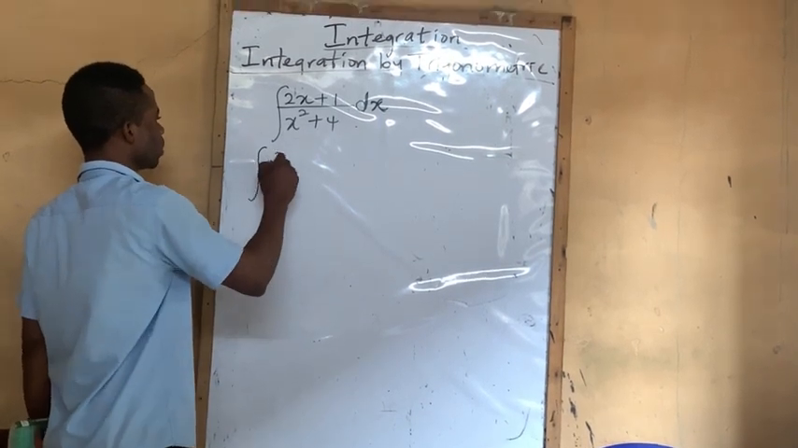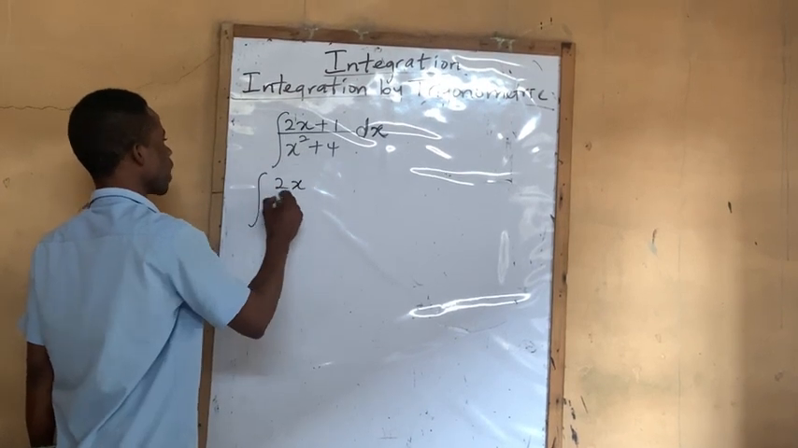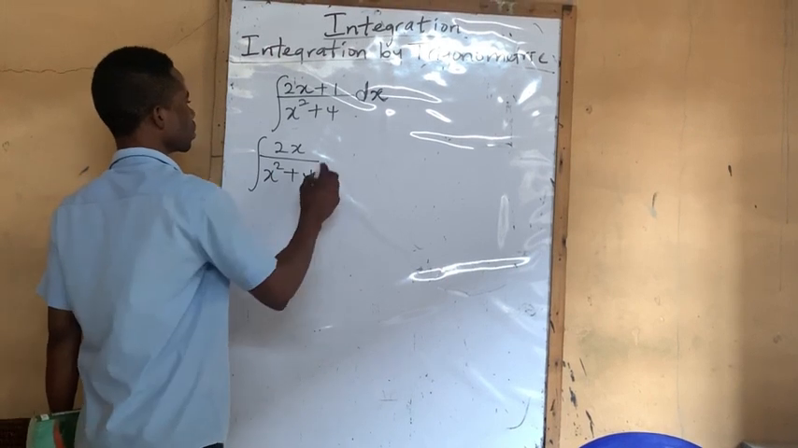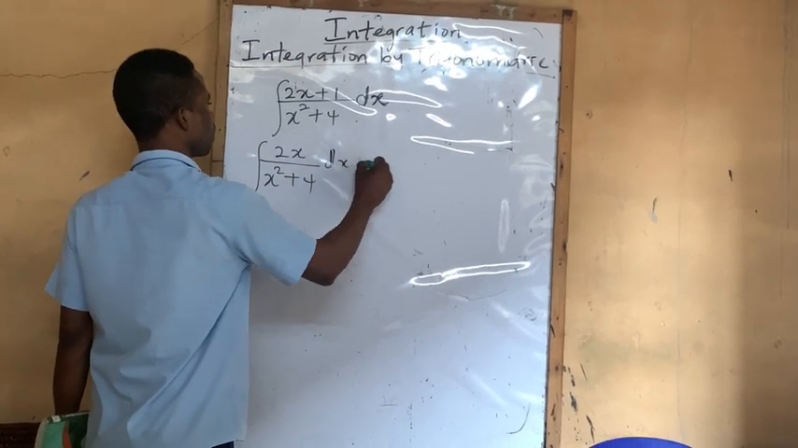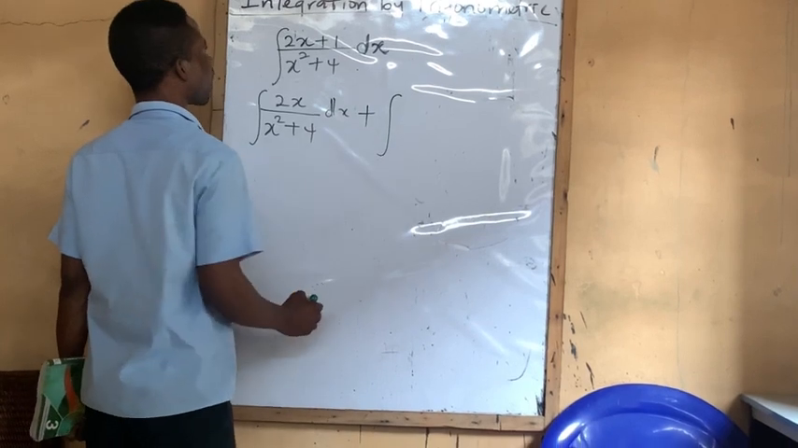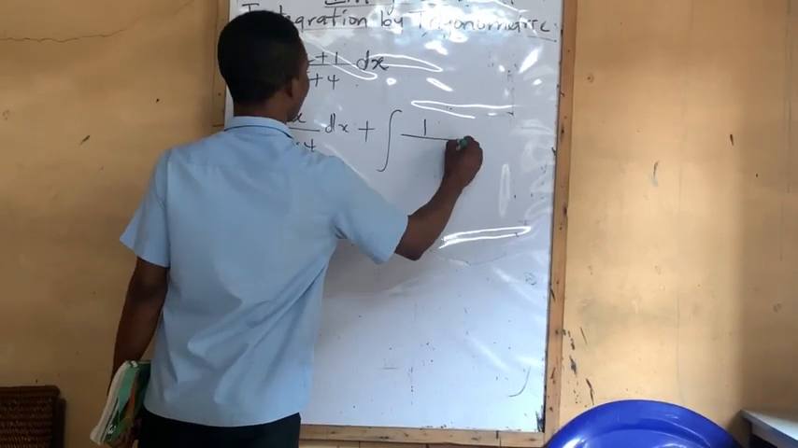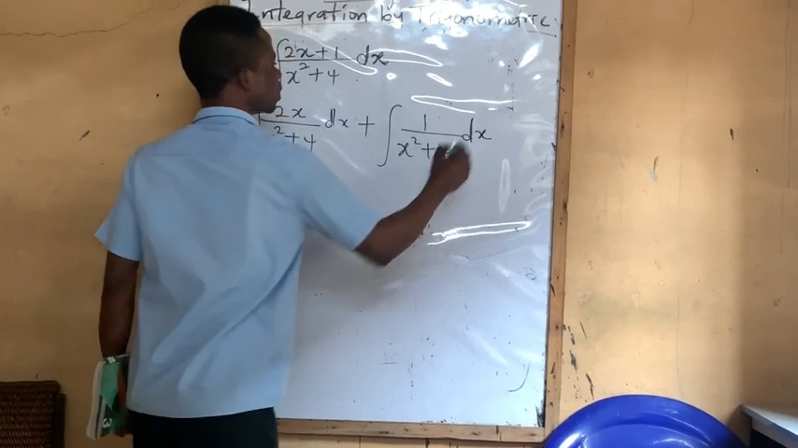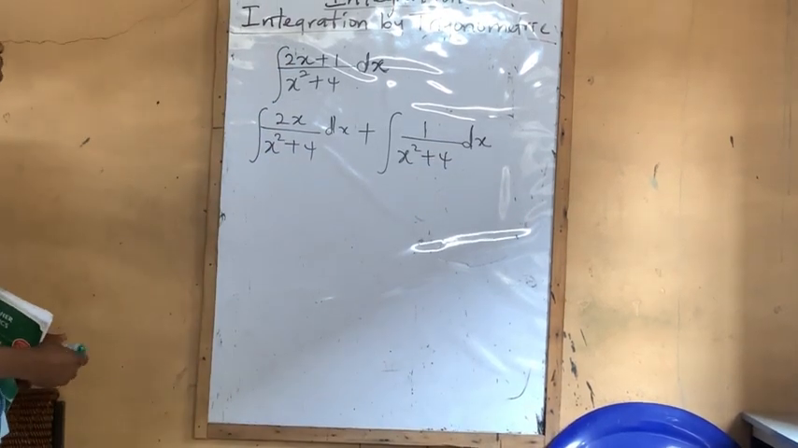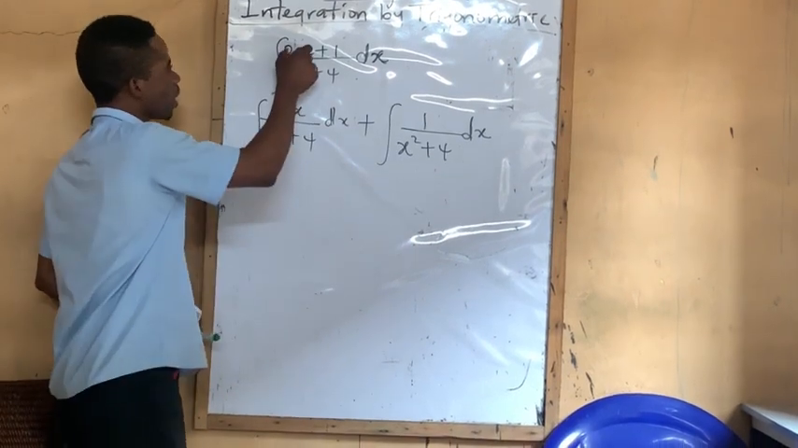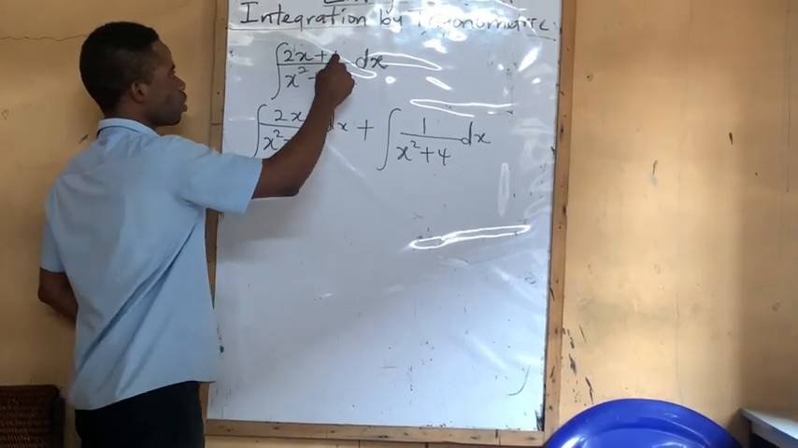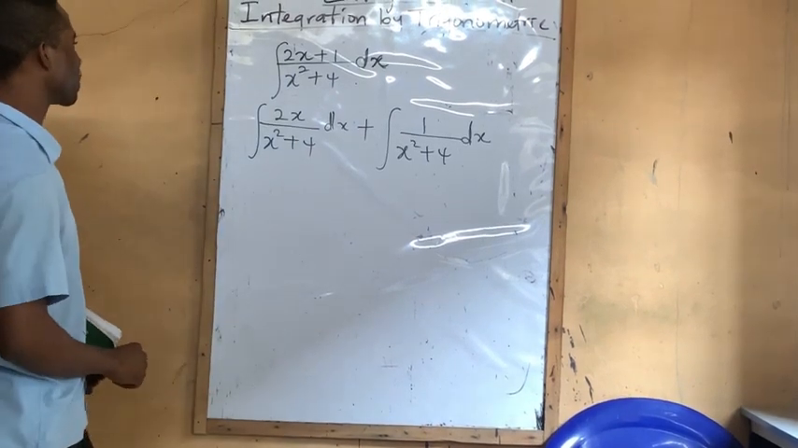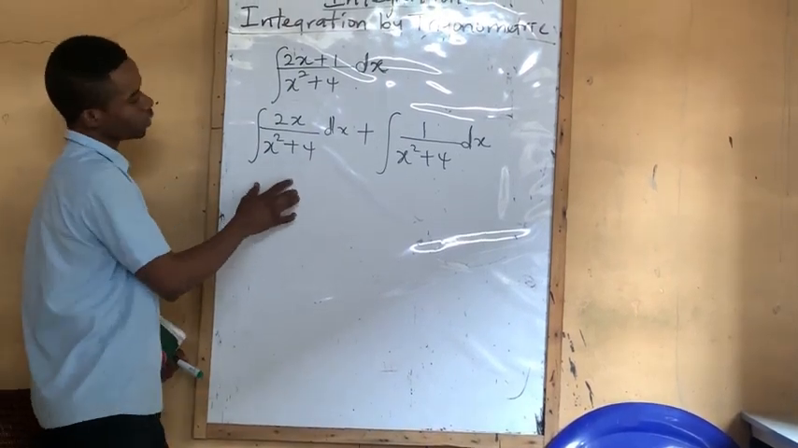Integral of 2x all over x squared plus 4 dx, plus integral of 1 all over x squared plus 4 dx. So this is it. You are going to simplify like this: 2x all over this, plus 1 all over everything. After you've split it like that, now let us look at this.